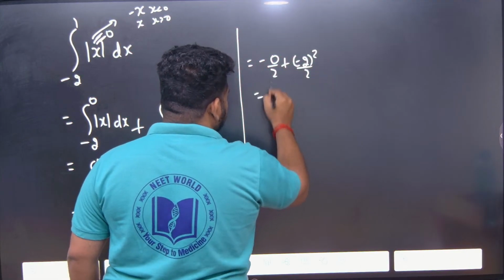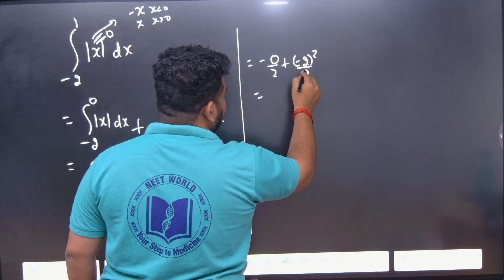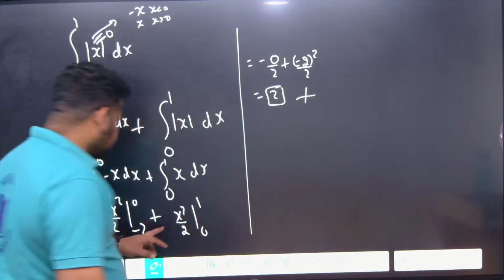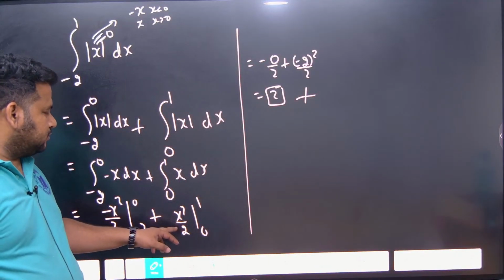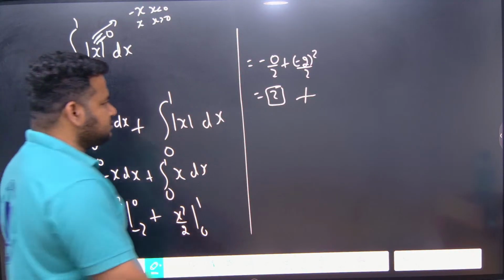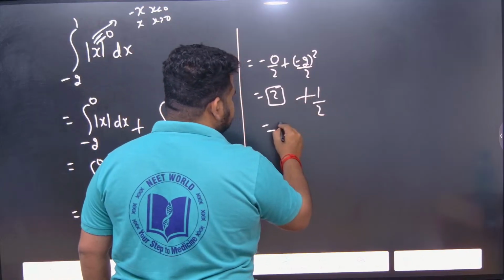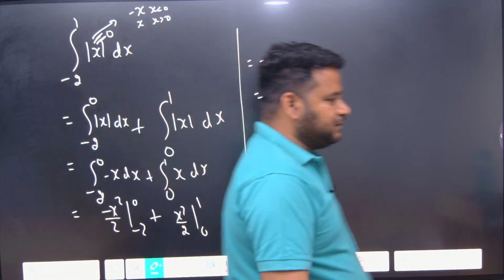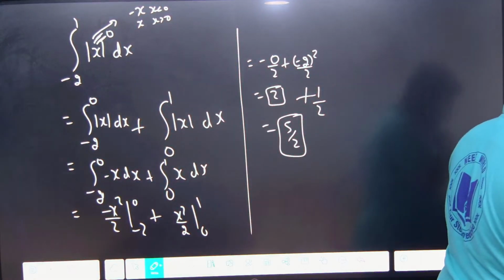That is nothing but 0 by 2, which is 0 only. Minus 2 square is 4, and 4 by 2 is 2. So we will get the value 2 here. Plus x square by 2, that is 1 by 2, minus 0 by 2. So 2 plus 1 by 2 is equal to 5 by 2. 5 by 2 will be the answer here, friends.